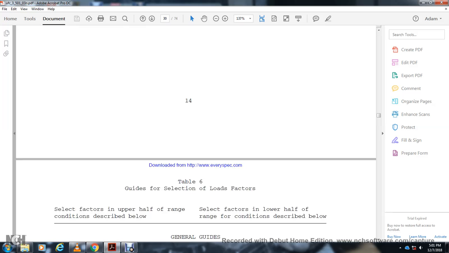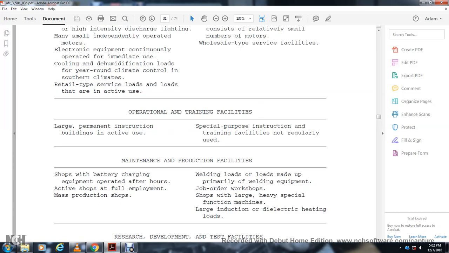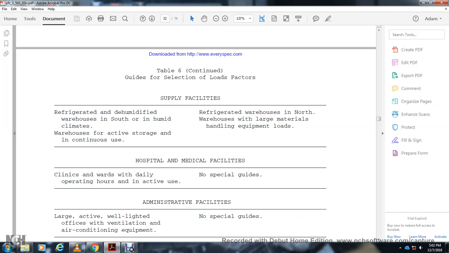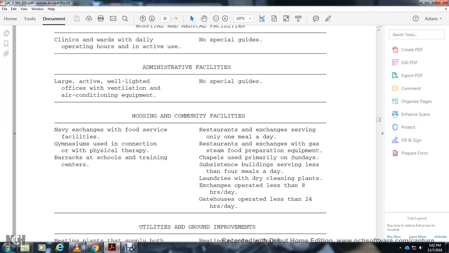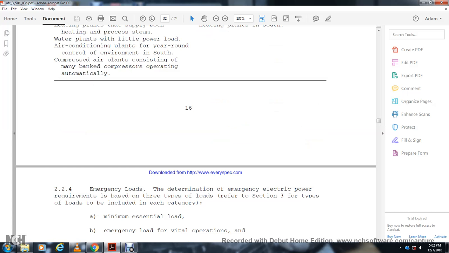Table 6 shows the guide for the selection of the load factors. Select the factor for the upper half of the range for the considerations described below, and the factor for the lower half of the range for the considerations described below. General guidelines: operational training facility, maintenance and production facility, research, development and testing facility, supply facility, hospital and medical facilities, administrative facilities, housing, community facilities, utilities, and ground improvements.